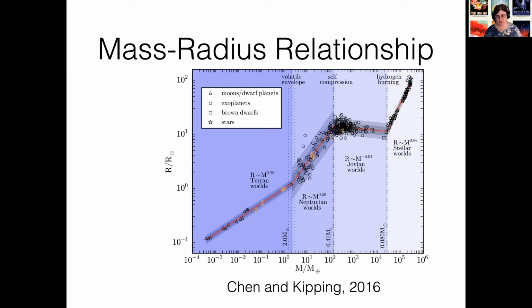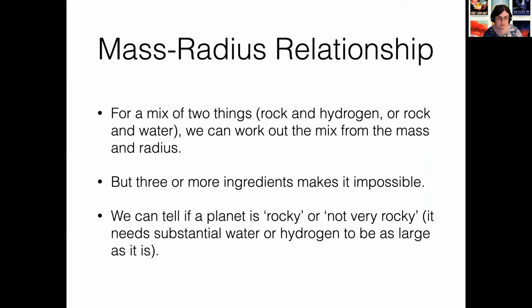So this is telling us something about both composition and internal pressure. And we have good models for how internal pressure works. So this is telling us something about trends of composition with planet size or planet mass. Now, the tricky thing is working out what this is telling us, because if we model everything as having two things, rock and hydrogen, rock and water, if we have the mass and the radius, we can figure out what mix of rock and hydrogen, or rock and water, or hydrogen and water can make a certain thing.